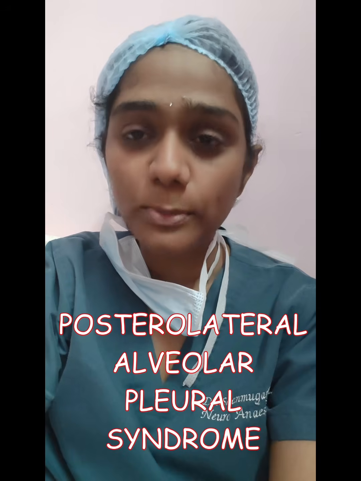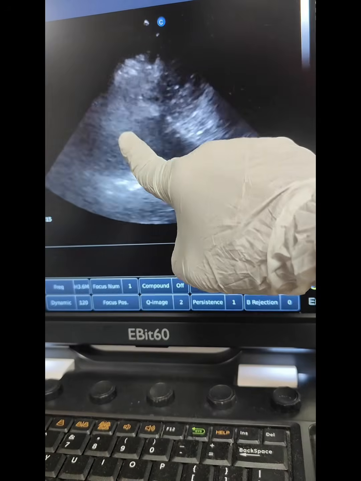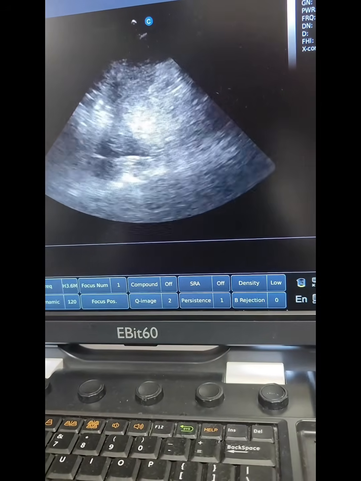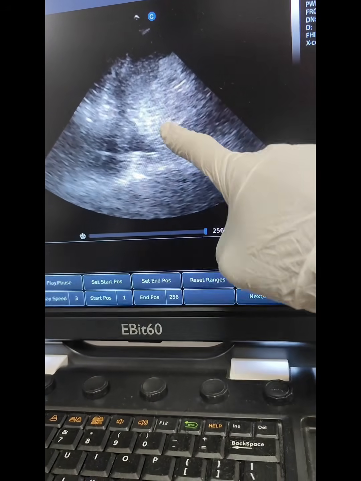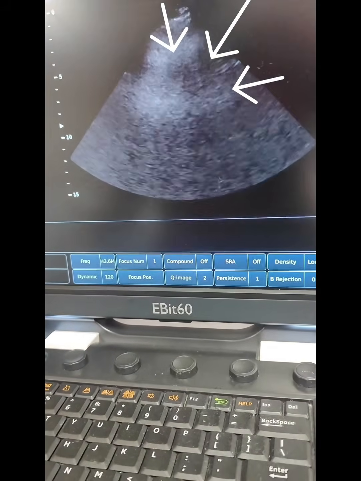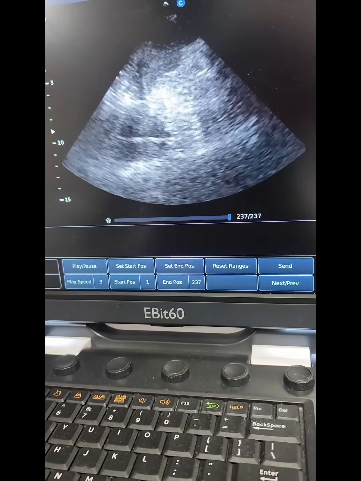Then the PLAPS point. PLAPS stands for posterolateral alveolar pleural syndrome. For this point we go along the lower lung point along the posterior axillary line, and over this point we will be able to visualize our diaphragm, lung or any effusion if present, best in semi-recumbent position. Over here we are able to see some anechoic structure which represents our pleural effusion. And if you see the lung, it is in the consistency of liver. We call it hepatization of the lung. In this lung over here, we are able to see multiple white structures with some artifacts. So it is called air bronchogram. Air bronchogram presence indicates consolidation.